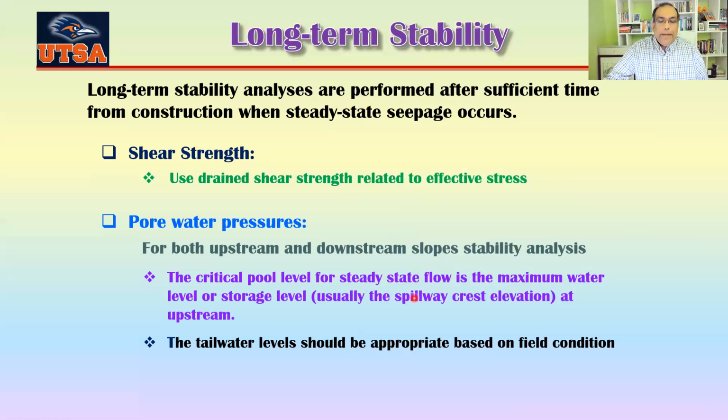Okay. The tailwater level should be appropriate based on field condition. So that depends on how low you want to keep the other side. Let's say for levees, you want to make sure the other side shouldn't have any water, right? So actually, what's the difference between dam and levee?